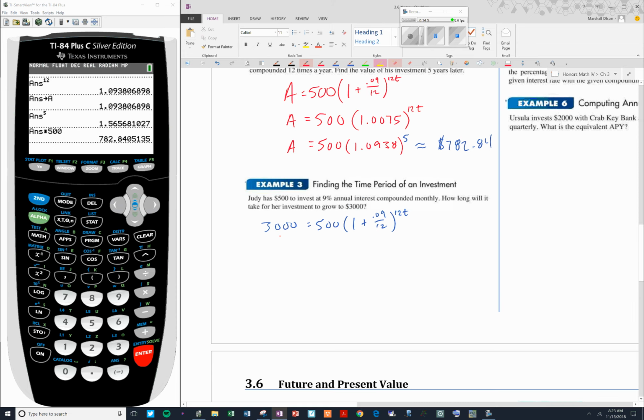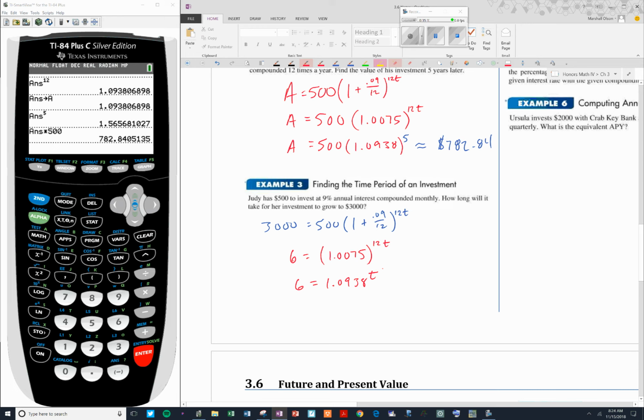You could graph and look for an intersection, but I want to solve this algebraically. So we're going to divide by 500 first and have 6 equals 1.0075 to the 12t. Actually, I stored this value on my calculator as A right up here, after I took that to the 12th. So I'm going to change this to 1.0938, rounded here on paper, and I'm going to use the exact value I've stored in my calculator.